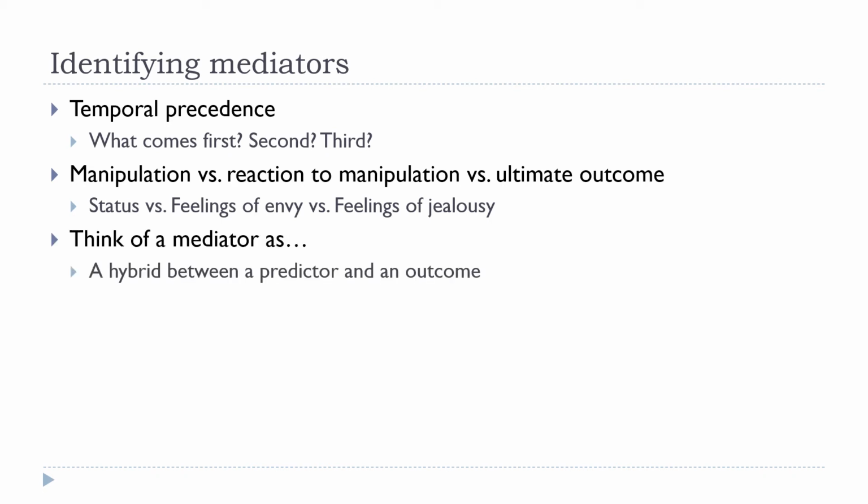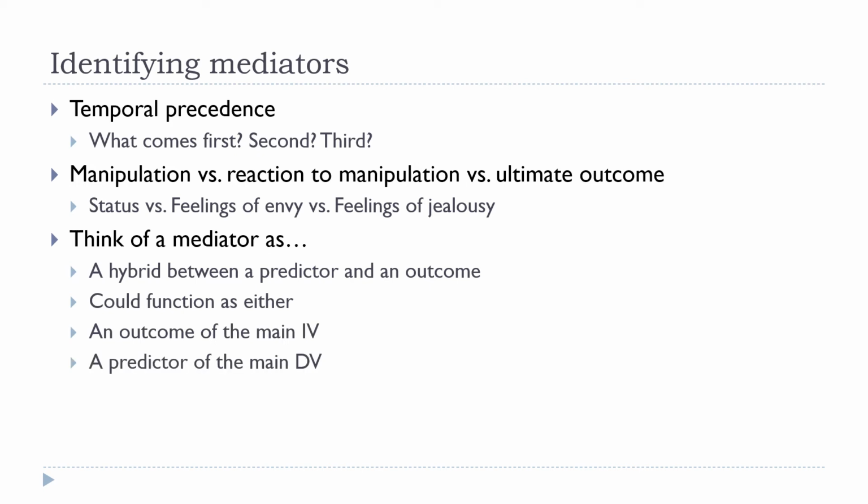So you can think of a mediator as a bit of a hybrid between a predictor and an outcome. It's not quite an independent variable, it's not quite a dependent variable, although usually it will be one of the dependent variables that you're measuring. But it kind of could function as a switch hitter. Sometimes it could function as a predictor, sometimes it could function as an outcome. So it's basically an outcome of the main independent variable, but a predictor of the main dependent variable. So it kind of functions in between.